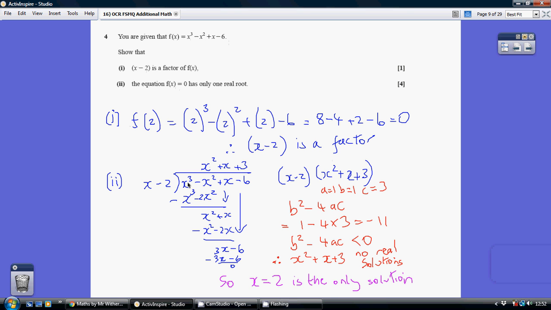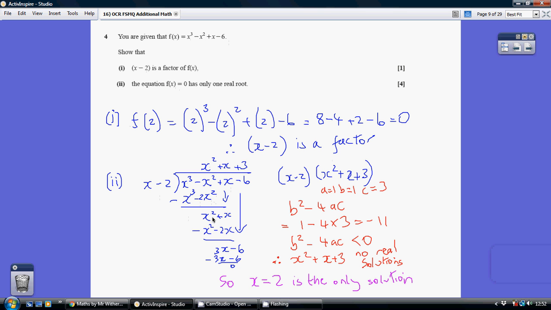So we take that away from each other, so we have x cubed minus x cubed, which is nothing, minus x squared minus minus 2x squared is actually adding 2x squared, and minus x squared plus 2x squared is plus x squared. We'll then draw down our plus x and we start our second cycle.